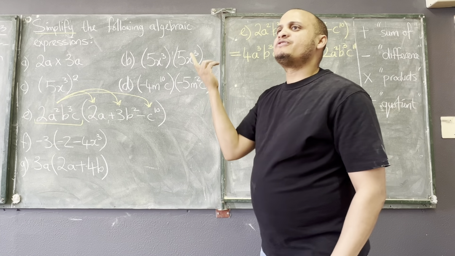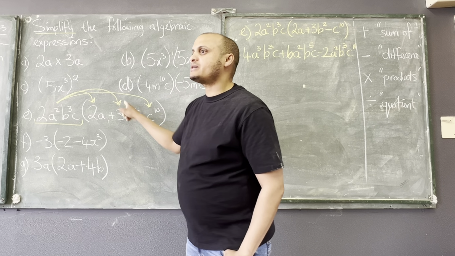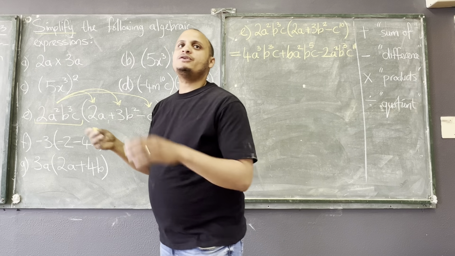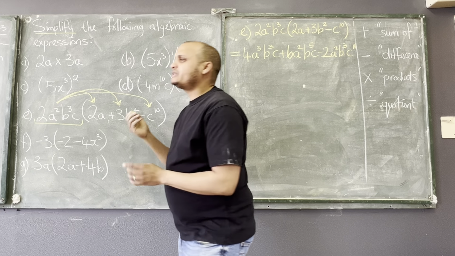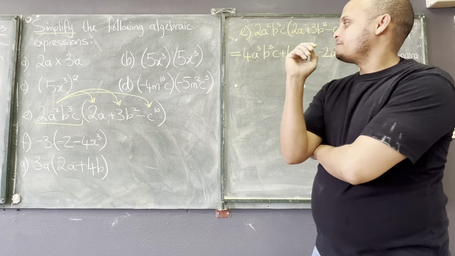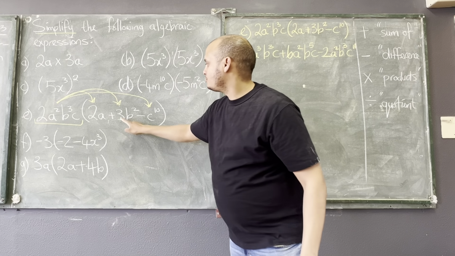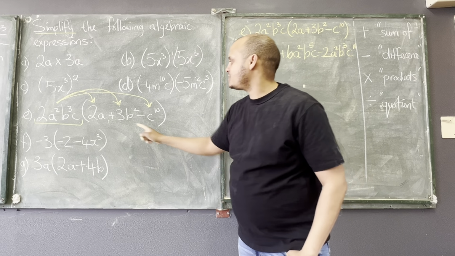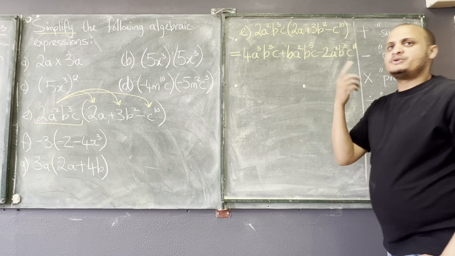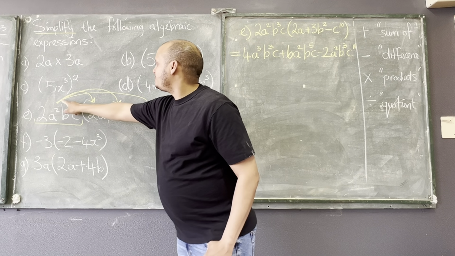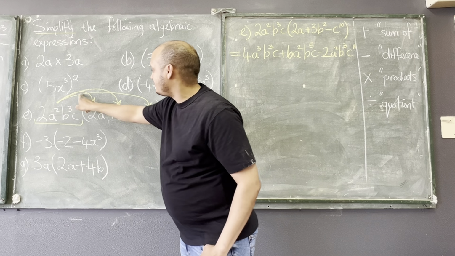Remember, I'm applying the distributive property. I'm multiplying what's outside of the bracket with every term inside the bracket. How many terms are inside the bracket? 3. 1, 2, 3. How do I know? Because they are separated by pluses and minuses. The distributive property allows me to multiply what's outside of the bracket with every term inside the bracket. So I did that. So that's the first multiplication.